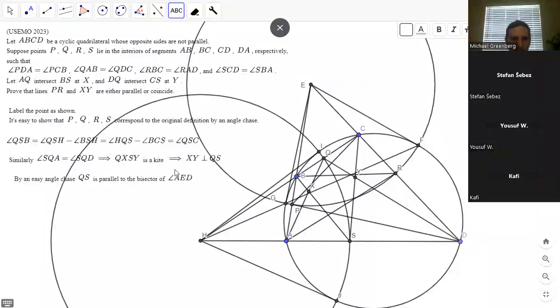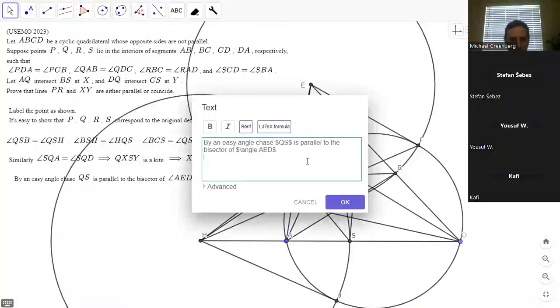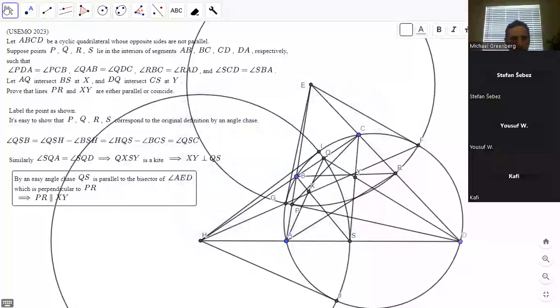Which is perpendicular to PR. And PR is parallel to XY. Right, so that solves the problem. So I will move on.